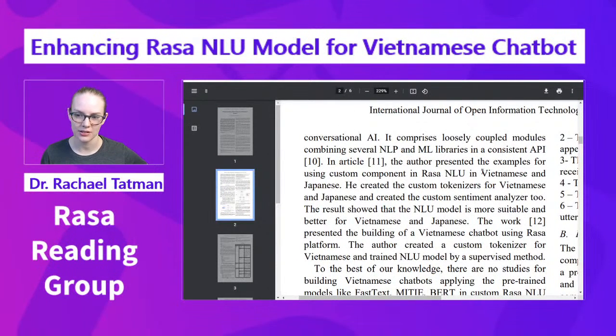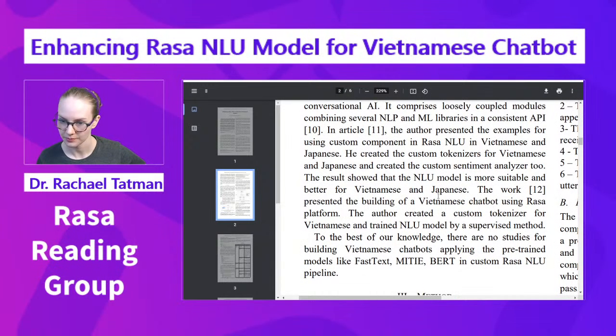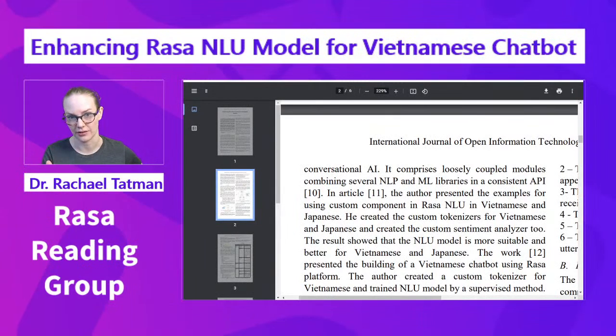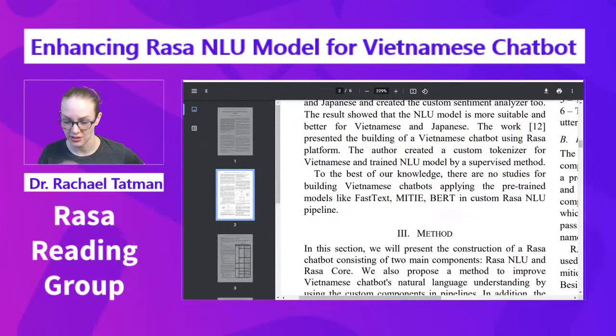In 11, they built custom tokenizers for Vietnamese and Japanese, and created a custom sentiment analyzer, too. The results showed the NLU model is more suitable and better for Vietnamese and Japanese. In 12, they presented building a Vietnamese chatbot using the Rasa platform. The author created a custom tokenizer for Vietnamese and trained an NLU model using a supervised method. So all of the previous work has been adding components to the Rasa pipeline specifically for Vietnamese. And then this paper's different contribution is that they're going to be applying pre-training models like FastText, BERT in a custom Rasa NLU pipeline.